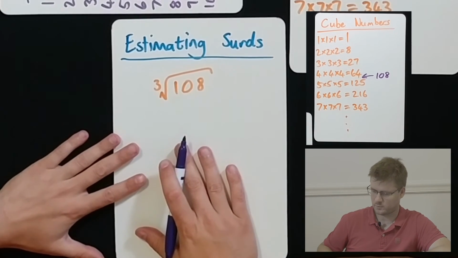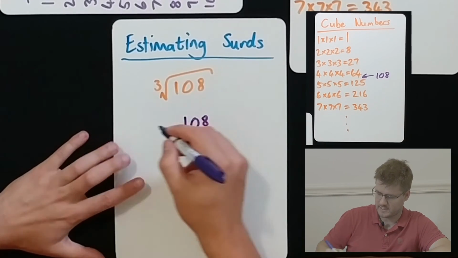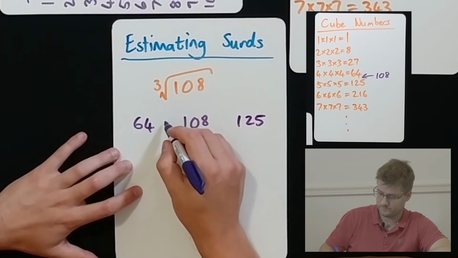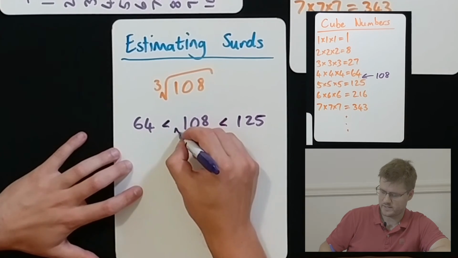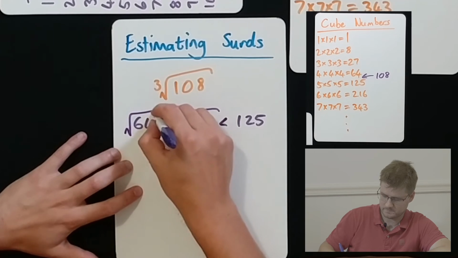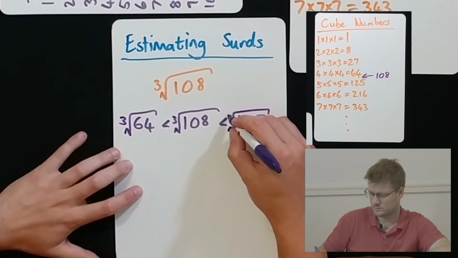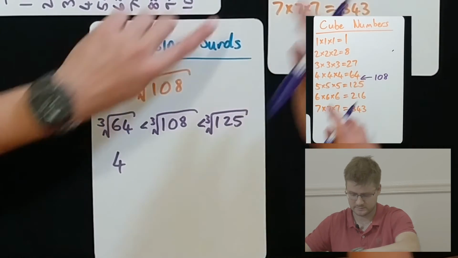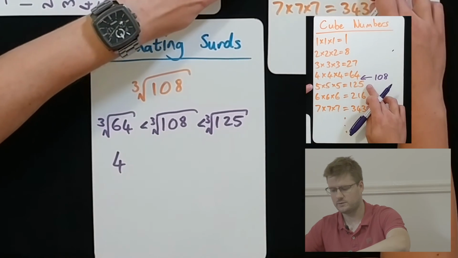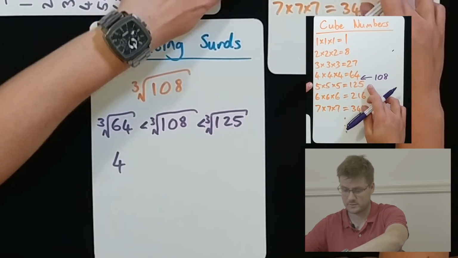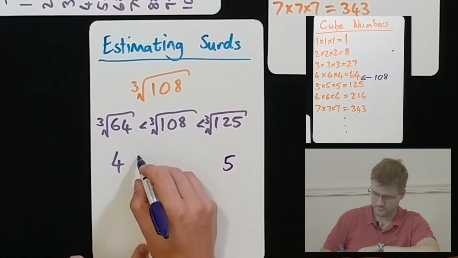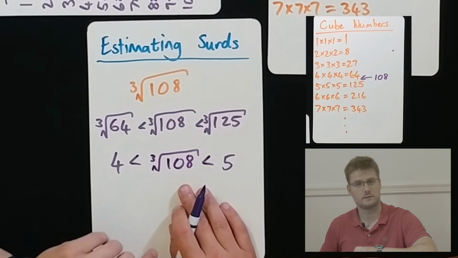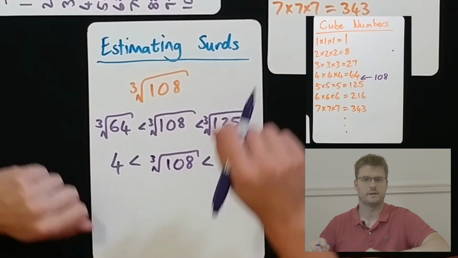So we can then come back to our question and say that we know 108 is in between 64 and 125. It stands to reason then that if we were to cube root all of these numbers, our inequality would still hold true. Now we know that the cube root of 64, according to our list, is 4. We know that the cube root of 125, according to our list, is 5. Therefore, we now know that the cube root of 108 must lie between the integers 4 and 5.